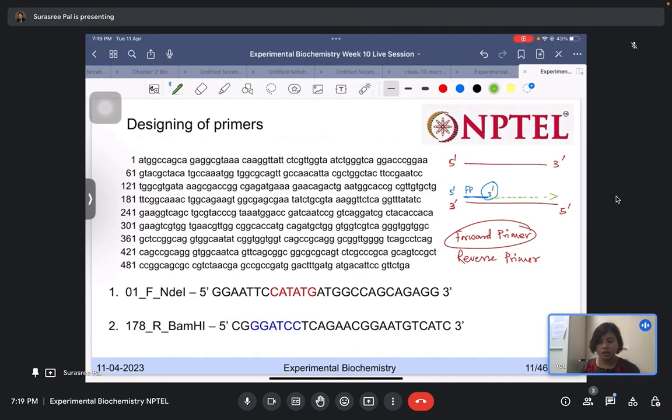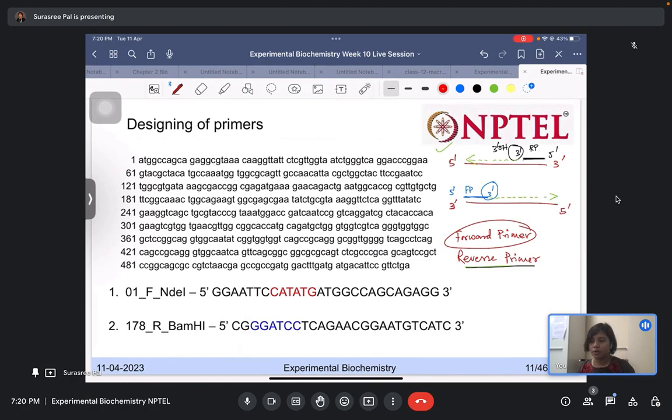Now the reverse primer will sit on the opposite strand. So suppose this black one is the reverse primer. So the reverse primer will be annealed here. This is the reverse primer. So this reverse primer will have 5' and 3' end, and this end will have the free 3' hydroxyl, which will again help in elongation by the polymerase. Okay, so there are two primers, forward primer and reverse primer, and they will sit on the DNA template like this.